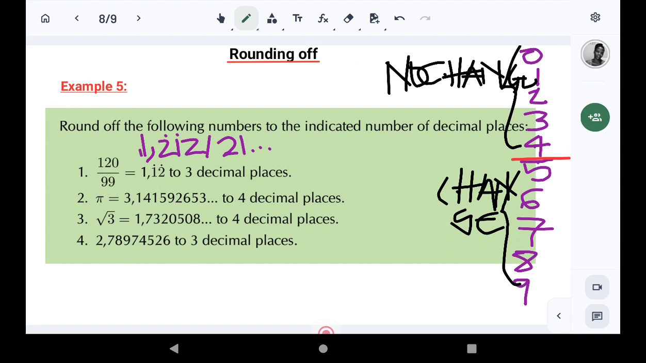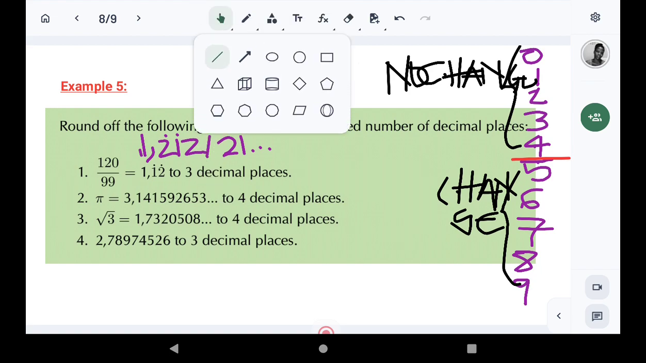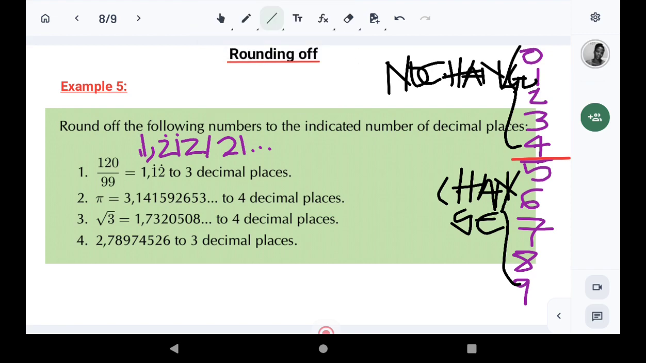All right, so what you do is you now count the number of decimal places you must round off to. So you go, after the comma, 1, 2, 3, and you chop it off right there. Chop it off at the third one.